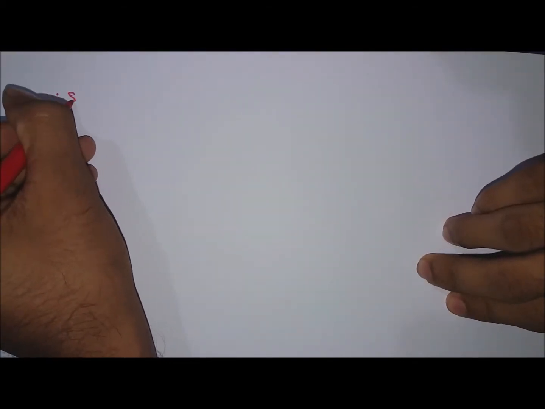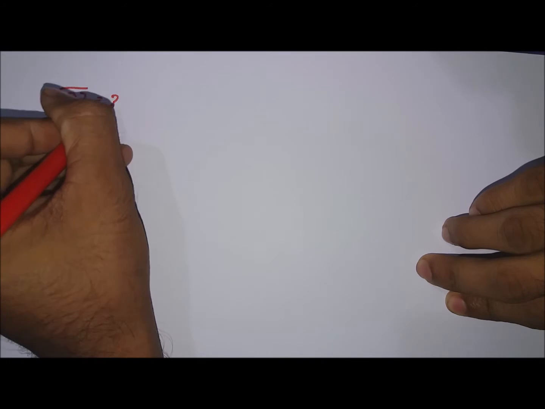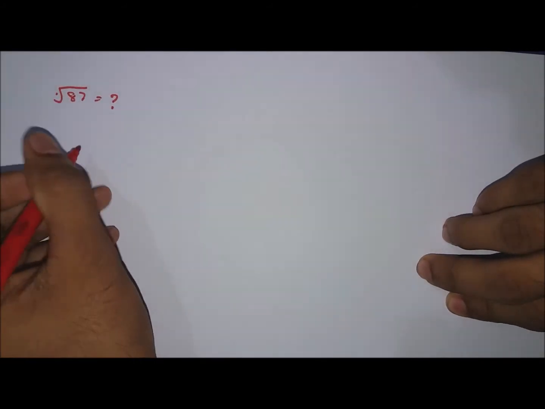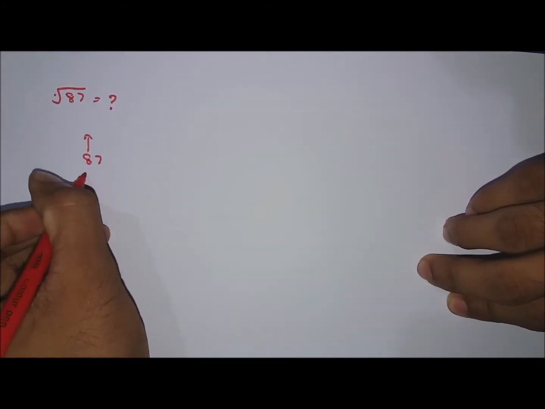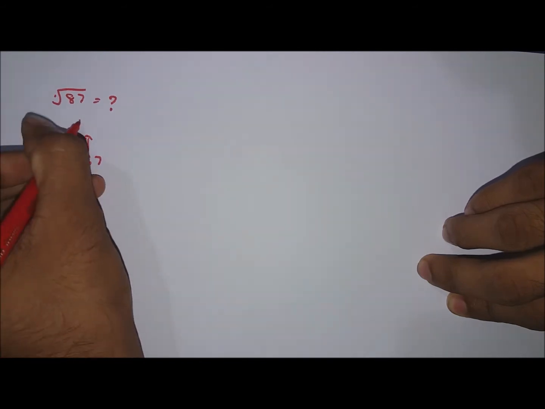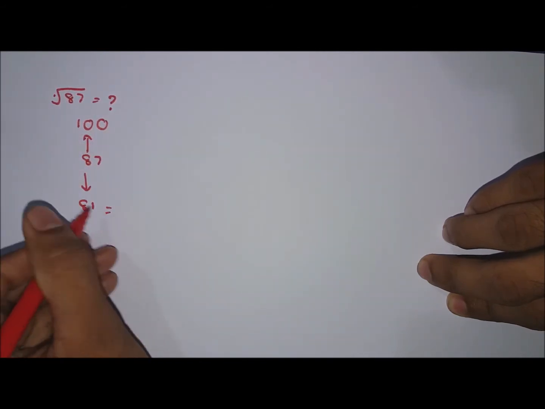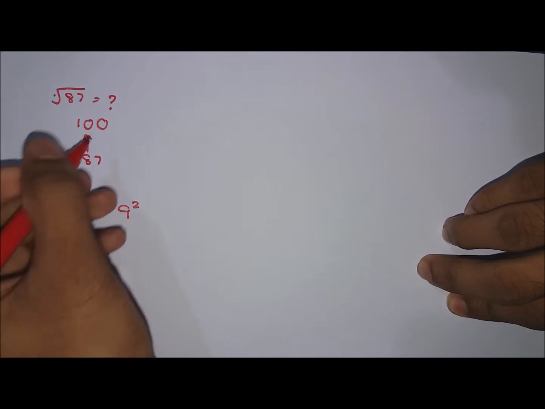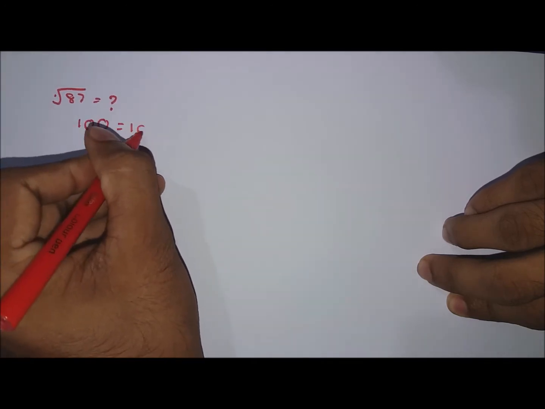Hello guys, today we are going to find the square root of any numbers. First of all, consider the example to clear that. We have to find the square root of 87. We know 87 lies between 81 and 100. We know 81 is the square of 9 and 100 is the square of 10.